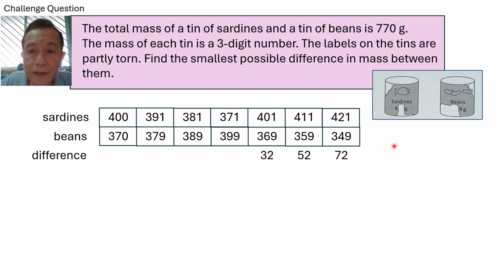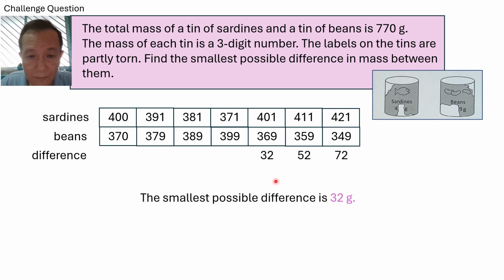How can we be sure if we don't check further? Because if you look at the top, the numbers are becoming bigger and bigger, and soon it will reach 500, more than 500. So we can safely confirm that the smallest possible difference is 32 grams.